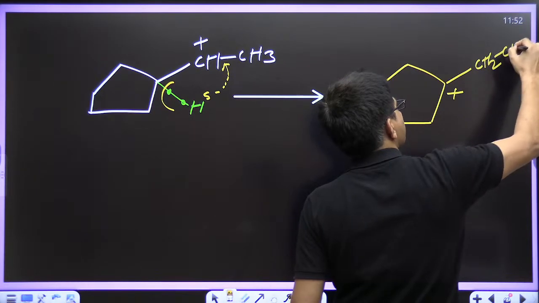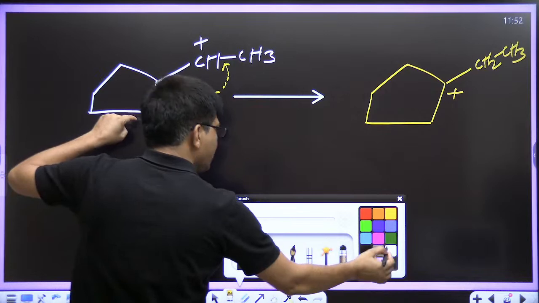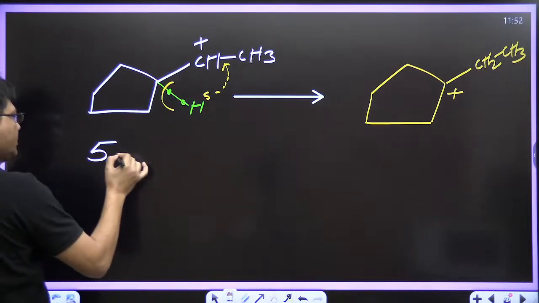Now, is it going to get any benefit? CH2, CH3. Now see to it. Right now, the ring is 5-membered. This is a 5-membered ring.